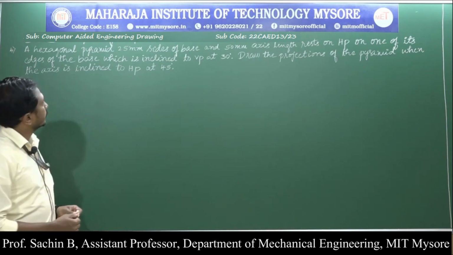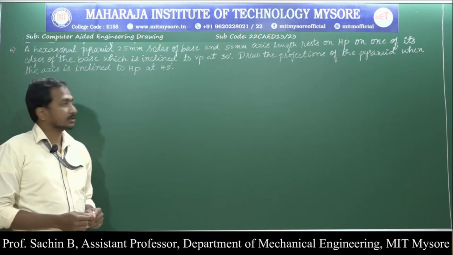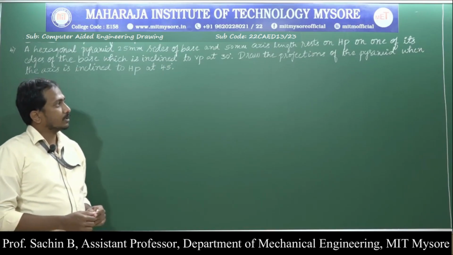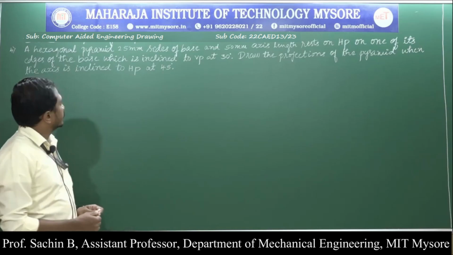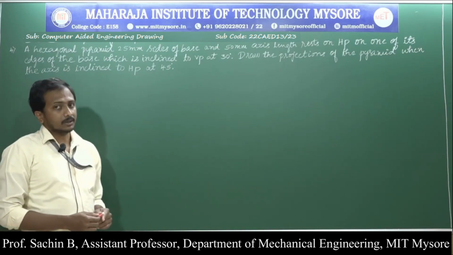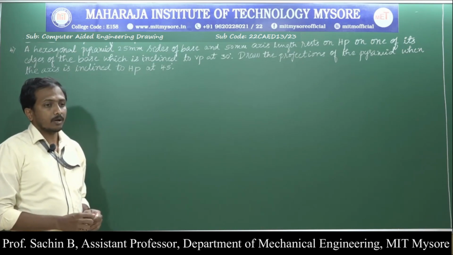A hexagonal pyramid, 25 mm sides of base and 50 mm axis length, rests on HP on one of its edges of the base, which is inclined to VP at 30 degrees. Means this problem is purely an edge condition problem.